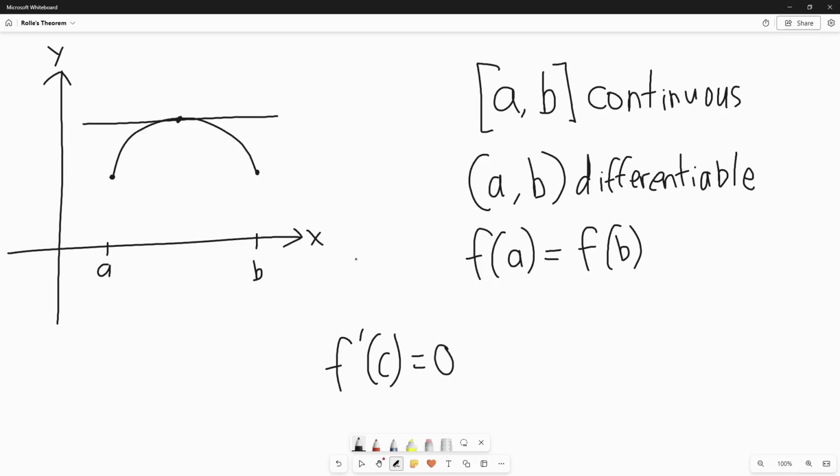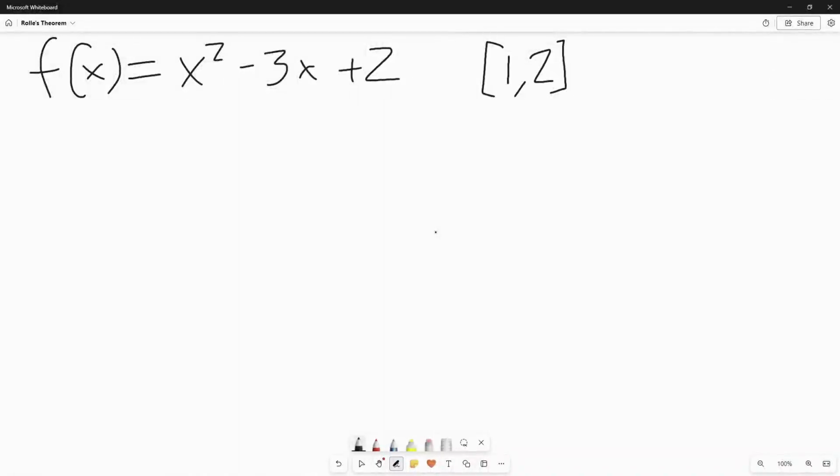And you might notice that this is a special case of the mean value theorem, which is basically the same thing, but the mean value theorem says that the secant line is equal to the tangent line for some point c. And Rolle's theorem is just the mean value theorem rewritten for a specific case where the tangent line is horizontal. So first, let's do an example to see how Rolle's theorem works.